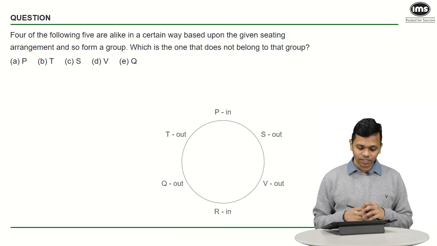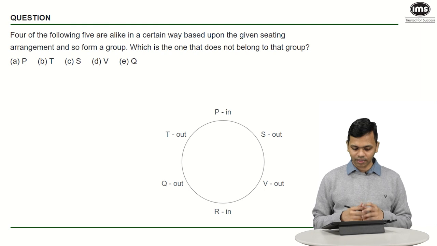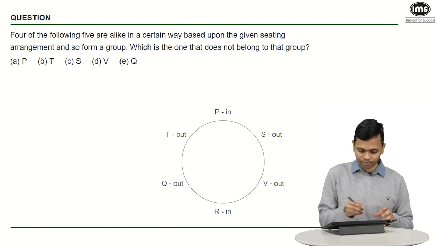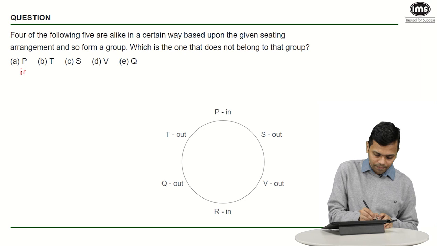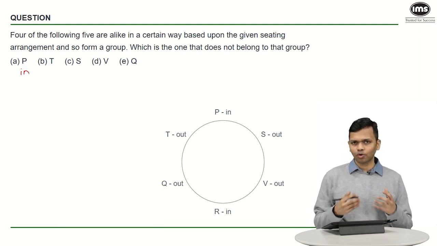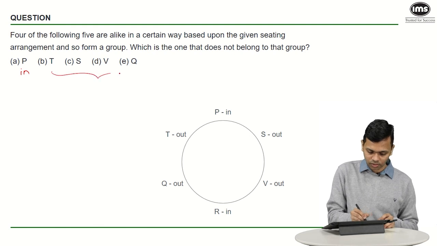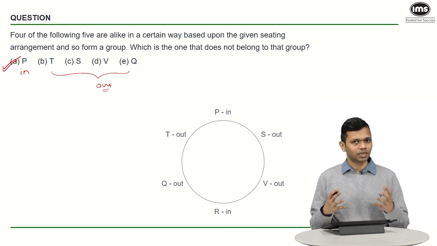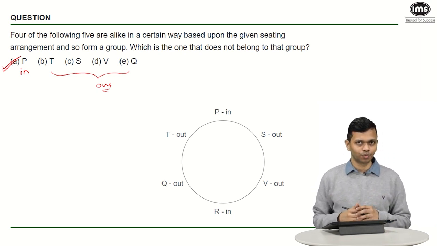The second question says, 4 of the following 5 are alike in a certain way based upon the given sitting arrangement and form a group. Which is the one that does not belong to that group? So if I can see here, we have P who is facing inwards. And if I observe T, S, V and Q, all of them are facing outwards. So since all of these are outwards, whereas only P is looking inwards, that is going to be the one that does not belong to this particular group.